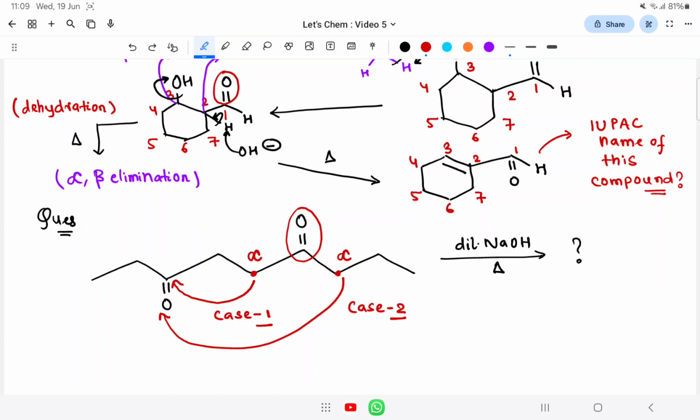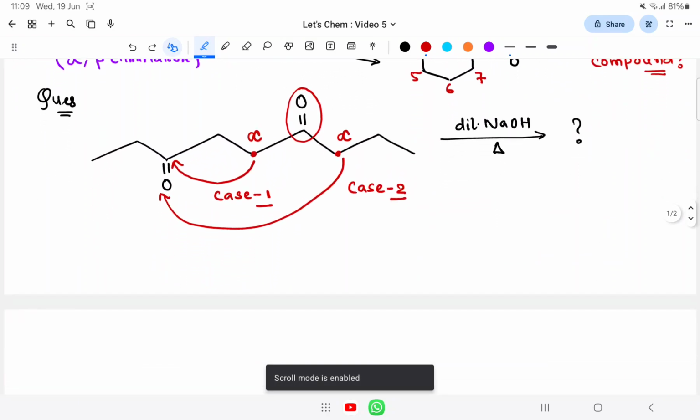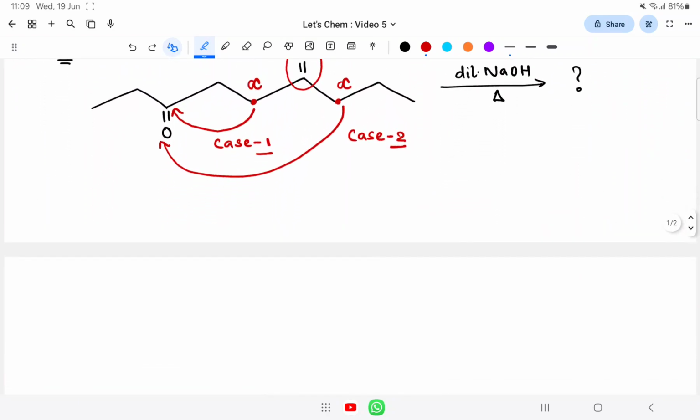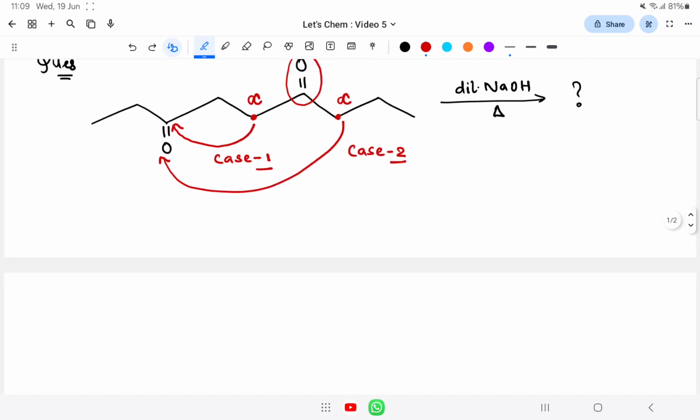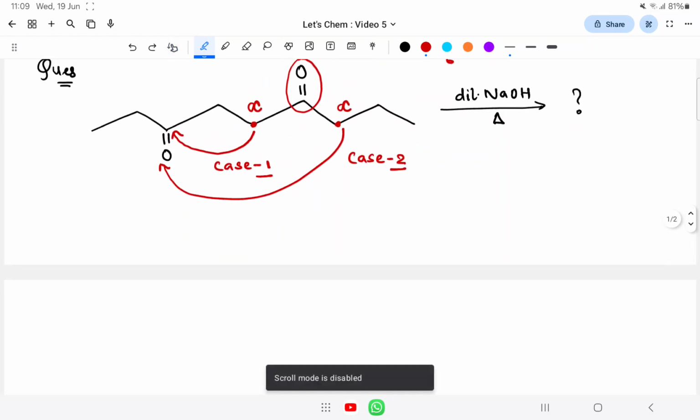So let's see these 2 cases, guys. What exactly is going to happen here? First I'll show you case 1 and then we'll move to case 2. Seeing the length of the video, I think we have to make another video on it, because there is much left in this, and it's a big topic. So I would cut short after this question. We'll upload another video on the same topic as a continuation.